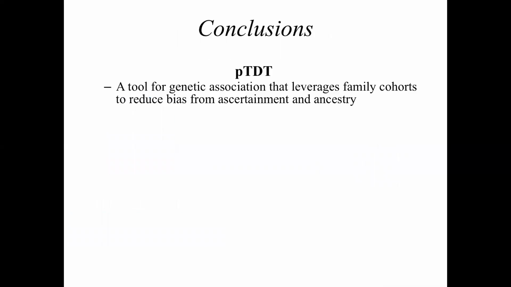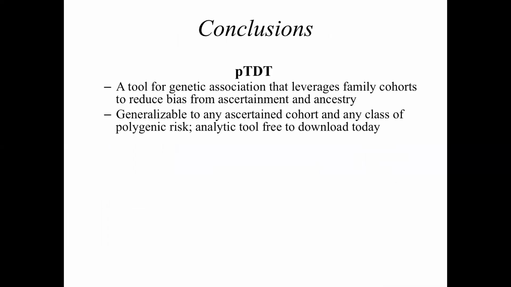So to wrap up, PTDT is a tool that leverages the benefits of family-based cohorts to perform genetic association in a way that is broadly immune to confounding bias by ascertainment and ancestry. And while we used two autism cohorts to develop the method, it's generalizable to any ascertained cohort across any class of polygenic risk. And you just go on GitHub to grab that tool.